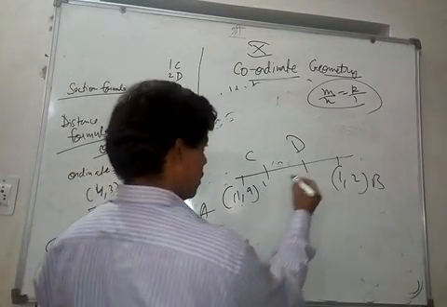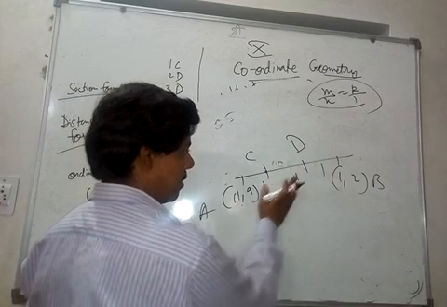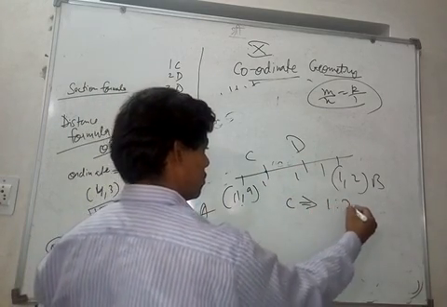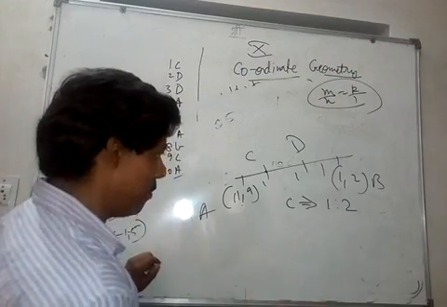So this is 1, this is 1, this is 1. So for point C, if you don't consider D, the ratio will be 1 is to 2. So point C, the ratio is 1 is to 2. So we will use the mx2 plus nx1 formula here.